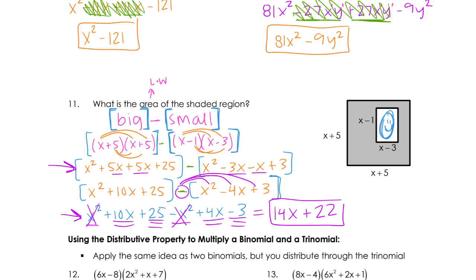So again, just to recap that, we found the area of the big rectangle, and then we subtracted out the small rectangle's area, because again, that's a hole. You should be able to see my face through that hole if I was holding up a piece of paper in the front of the room. And then once we subtracted, we distributed that negative, combined like terms. That's our answer, 14x plus 22.